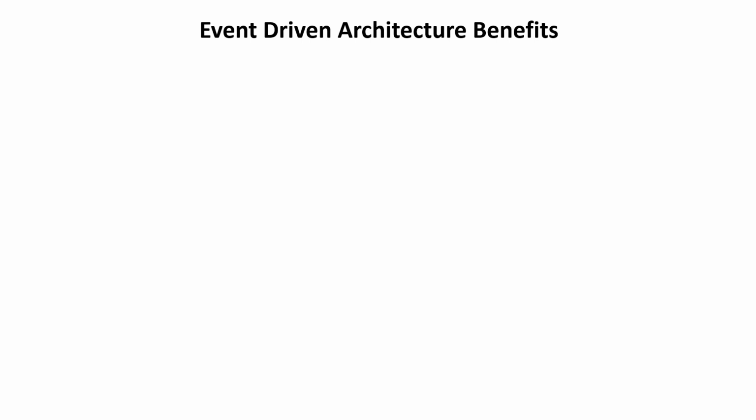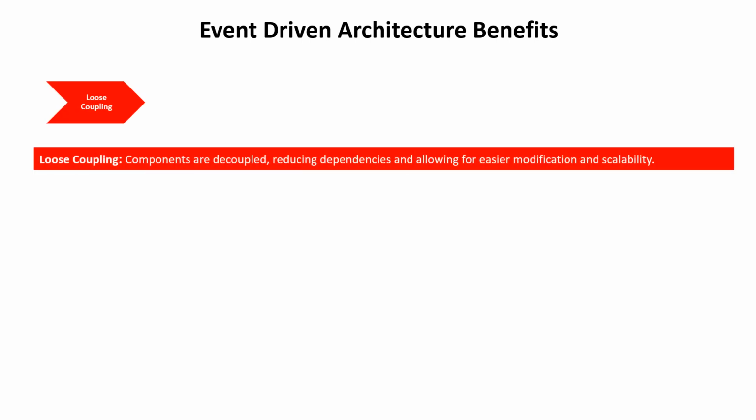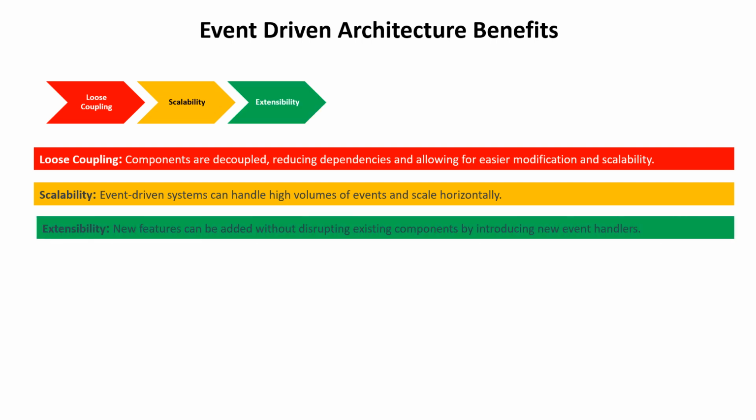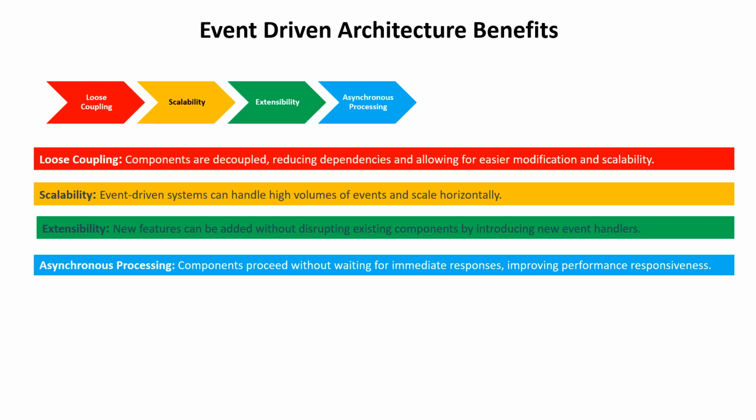Event-driven architectures offer several benefits like loose coupling, where components are loosely decoupled; scalability, which means the system can handle even high volumes of events and can scale horizontally; and extensibility, where new features can be added without disrupting existing components by introducing new event handlers.